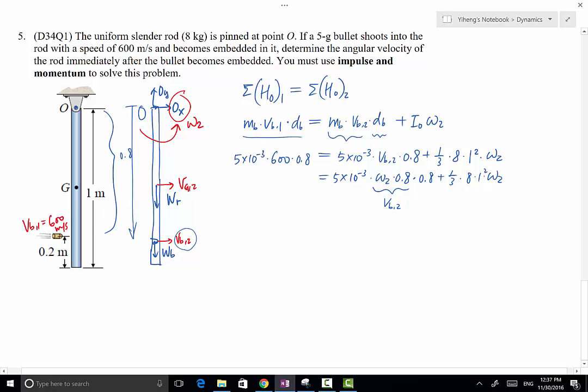So here, as you can see, we have one equation and only one unknown, which is omega 2. We are able to eliminate the other unknown V_B2 based on kinematics, because for a rigid body going through rotation about a fixed axis, the linear velocity at any point equals its angular velocity times the distance from the rotation center. So from here, we can solve for omega, and that equals 0.899 radians per second.